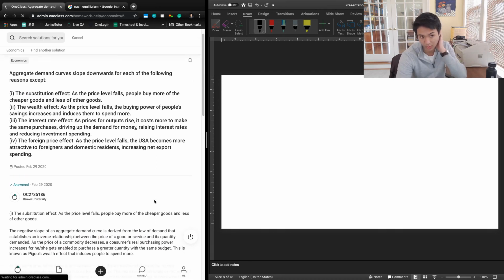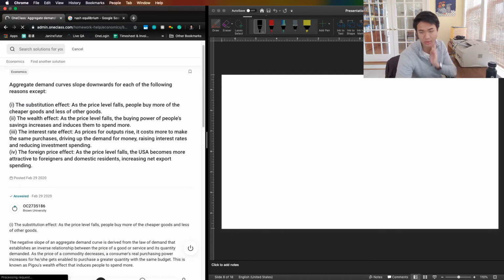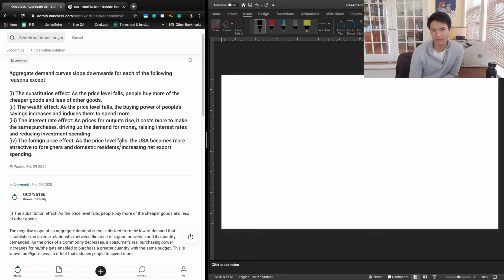So, next question says, the aggregate demand curve slopes downwards for each of the following reasons except which of the following? Number one, the substitution effect. As the price level falls, people buy more of the cheaper goods and less of the other goods. B says the wealth effect. As the price level falls, the buying power of people's savings increases and induces them to spend more.